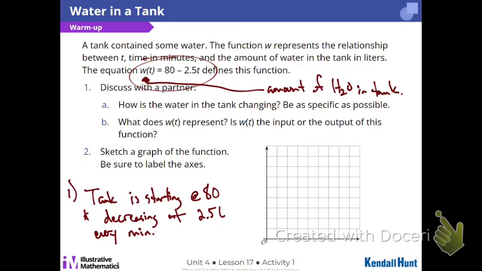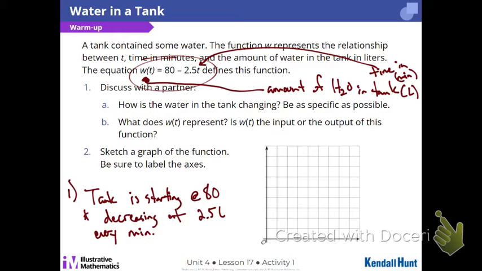And then the T. Who can tell me what that's standing for, the T in our function? Yeah, Sean? How much liters are decreasing every minute? So that's the 2.5 portion. Right? How much time? T is time in minutes, right? So we've got amount of water in liters and the amount of time in minutes.